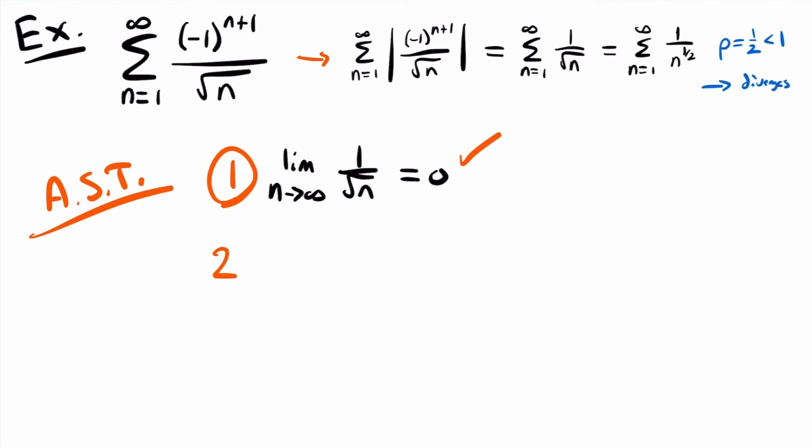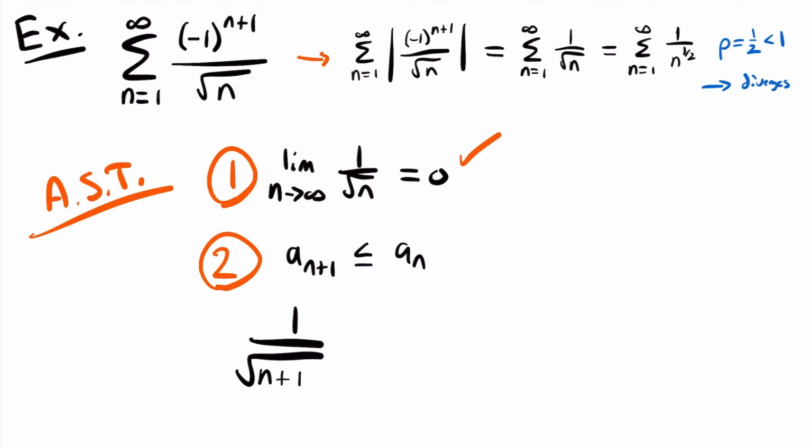And then the second requirement is that the sequence is decreasing. And so we need to show that a sub n plus 1 is less than or equal to a sub n. The next term of the series is less than or equal to the previous term. And so a sub n plus 1 will be 1 divided by the square root of n plus 1, and a sub n is 1 divided by the square root of n. All right, so we just replaced n with n plus 1 for the n plus 1 term. And so is it true that this will be less than or equal to this term?